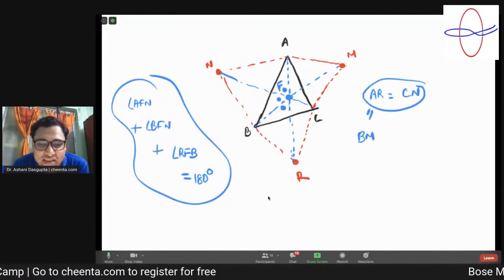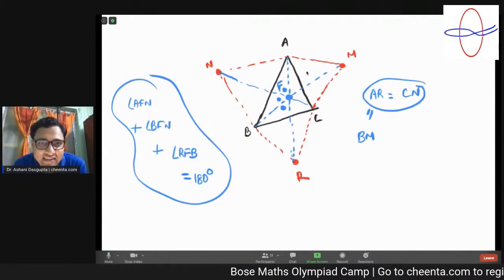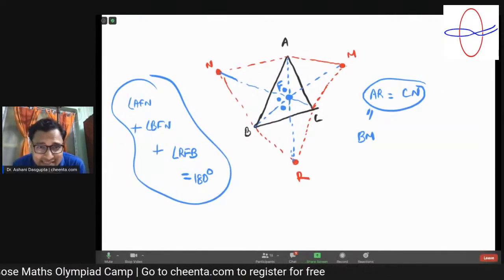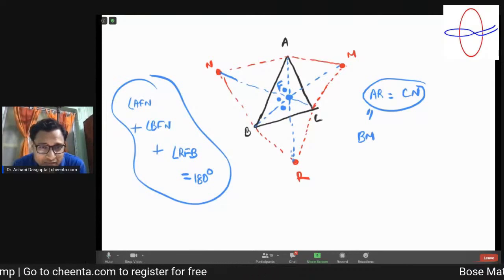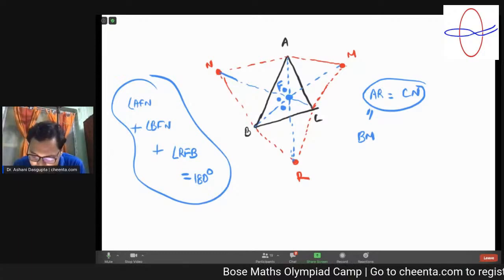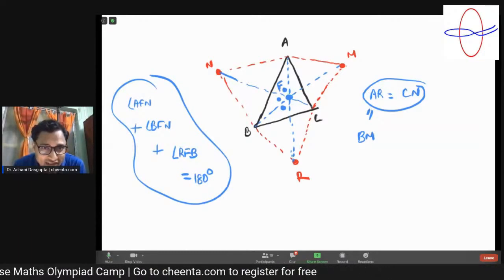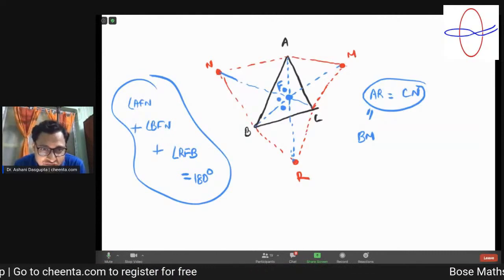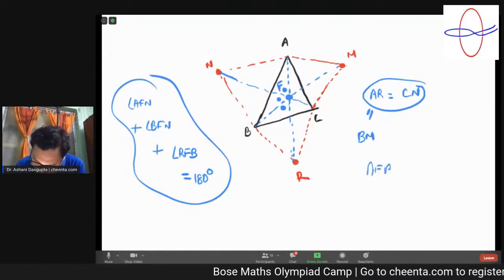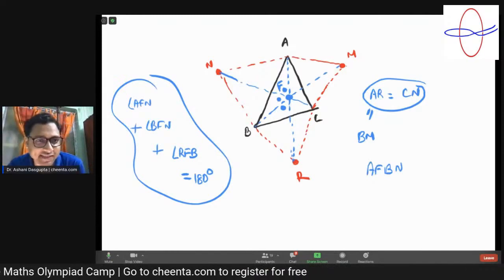There is something peculiar about these angles. There is something beautiful about these angles. Can you tell me what it is? Can you focus? Yeah, take your time. What if you focus on the quadrilateral AFBN? I'll give you a hint again. Let's do this in the style of mathematical circles.